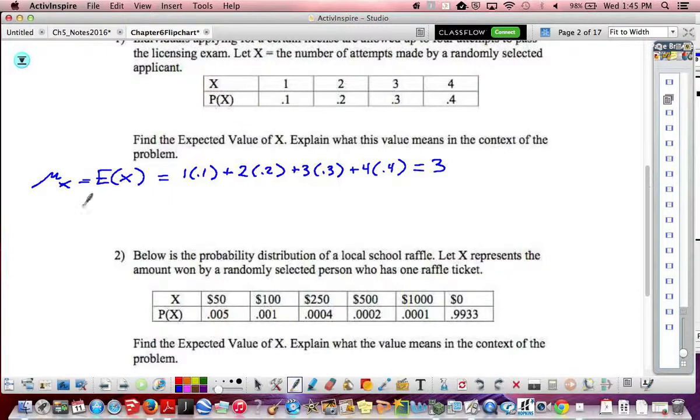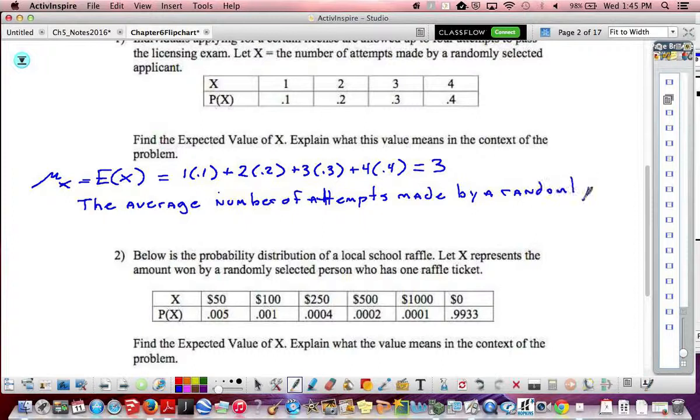Well, what it represents is the average number of attempts made by a randomly selected applicant is 3 attempts. I'm going to replace tries with attempts.